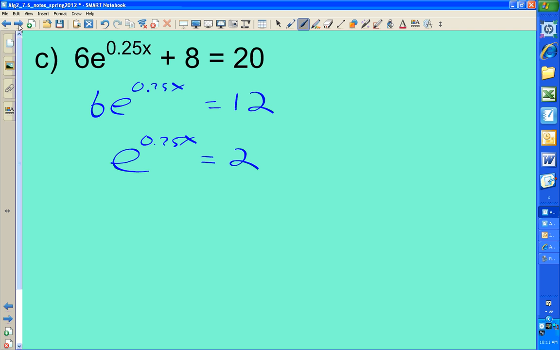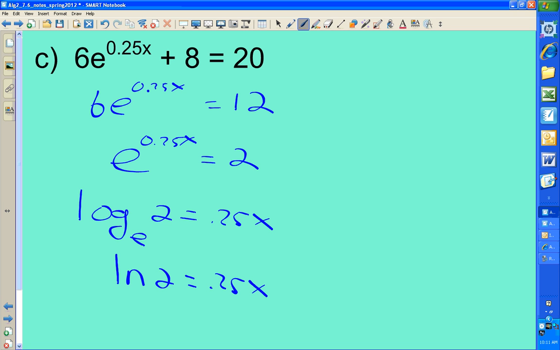The choices are to log both sides or definition of log. Definition of a log. It becomes log base e of 2 equals 0.25x. Log base e is also known as natural log. What's the natural log of 2 equal?